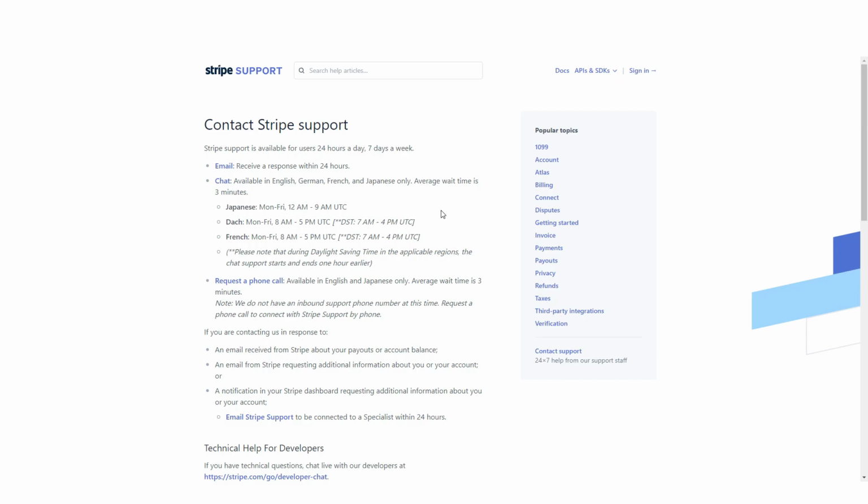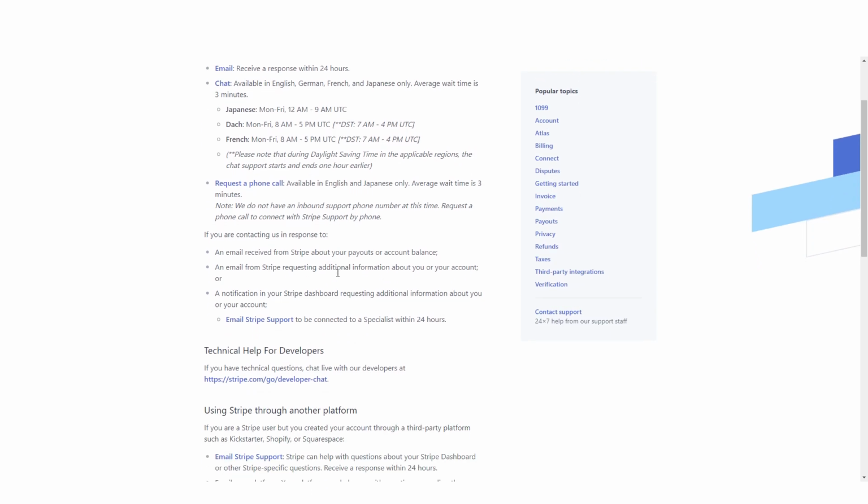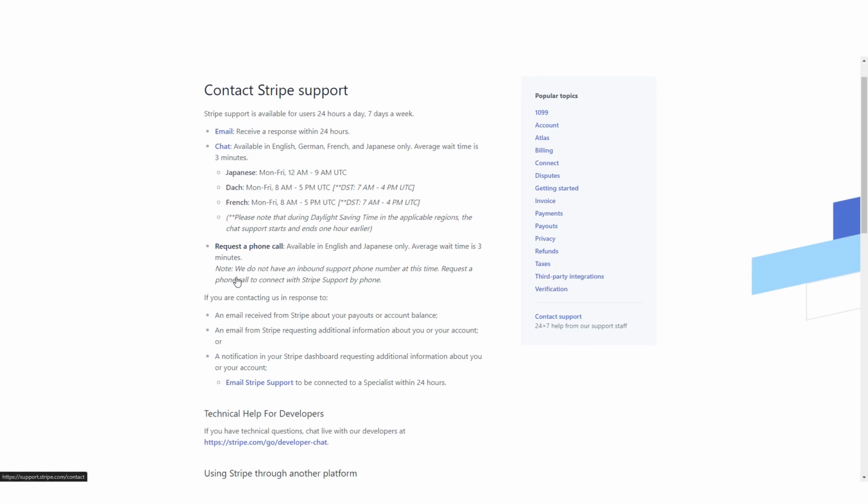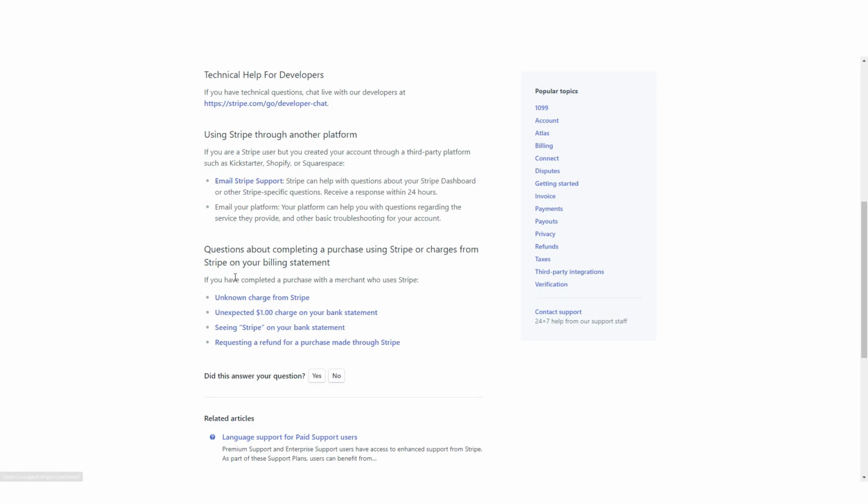Stripe offers comprehensive customer support through various channels, including email, chat, and documentation resources. Its support team is known for being responsive and helpful in resolving issues and answering inquiries promptly. Additionally, Stripe provides extensive documentation, developer resources, and community forums to assist users in troubleshooting and optimizing their usage of the platform.